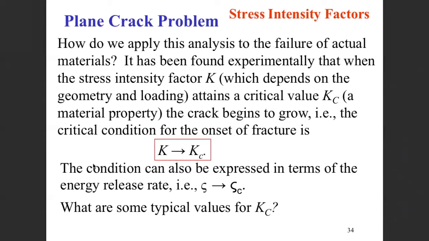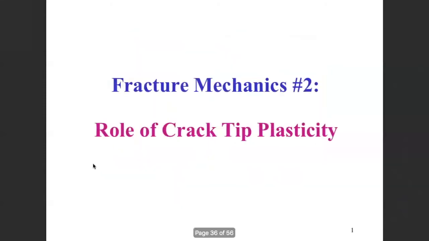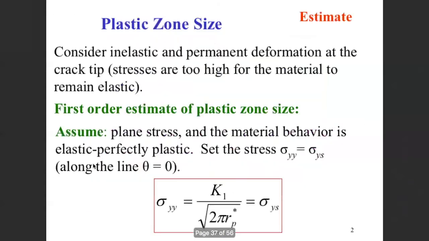Okay. And so what are some values for K critical? In tough metals, hundreds. Polymers, brittle ceramics, and finally non-tempered glasses. So roughly a 2 order of magnitude change in the Kc values over the family of engineering materials. Okay, so there's a lot of notes here.